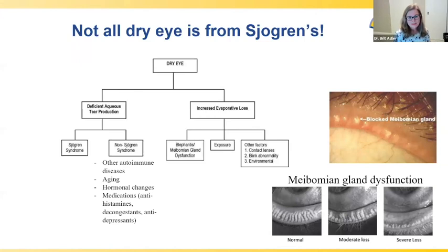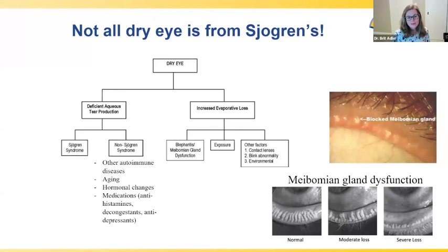There's two main causes of dry eye. One is deficient tear production, which basically means you're not producing enough tears. One cause of that is Sjögren's, but more often than not, dry eye can be from non-autoimmune reasons. This includes just aging. Your tear production drops off as you age. Hormonal changes can influence tear production. Medications can cause decreased tear production. This includes antihistamines, decongestants, antidepressants. All of that can reduce tear production. We also see dry eye in other autoimmune diseases. It's a common complaint in rheumatoid arthritis and lupus.